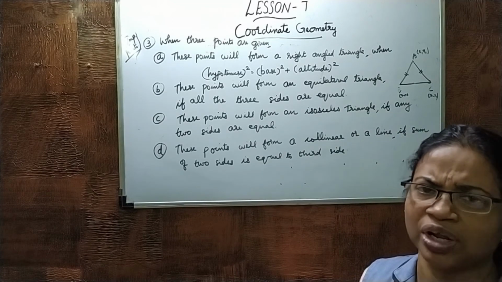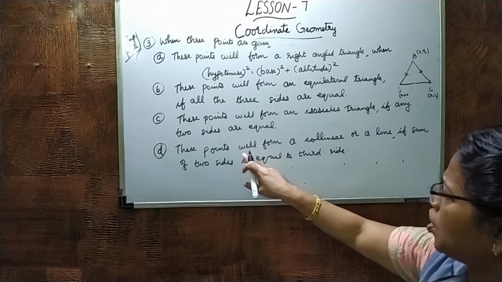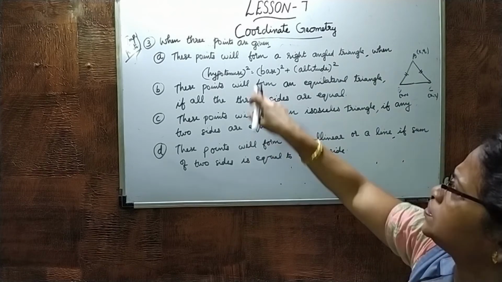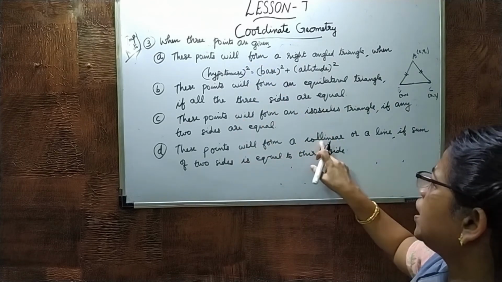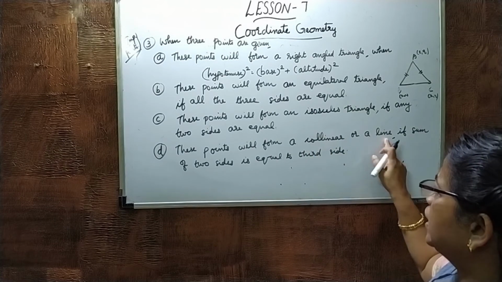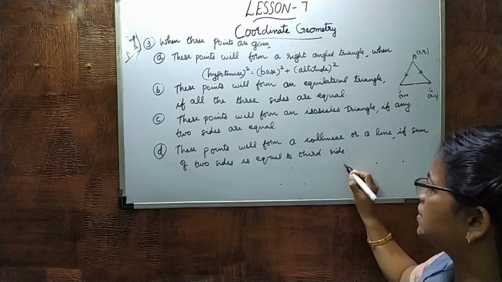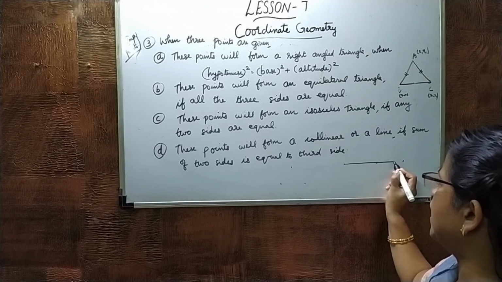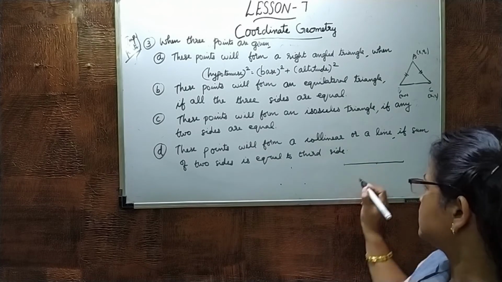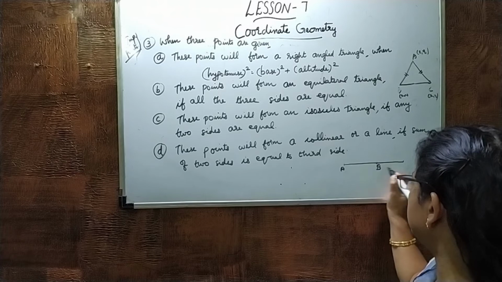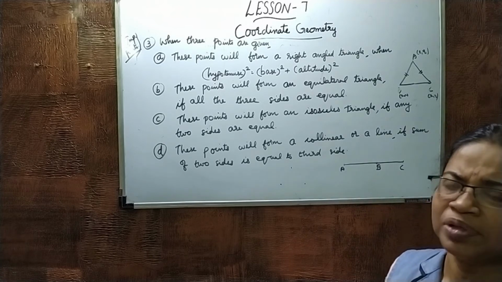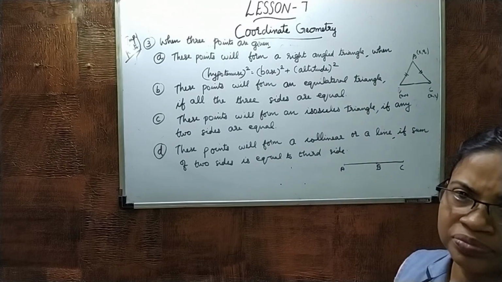Wherever you want, there you can put 3 points. These 3 points will form a collinear or a line. Means if these 3 points make a line, right? Suppose here it is A, B, C. How will you confirm whether it is collinear or not?